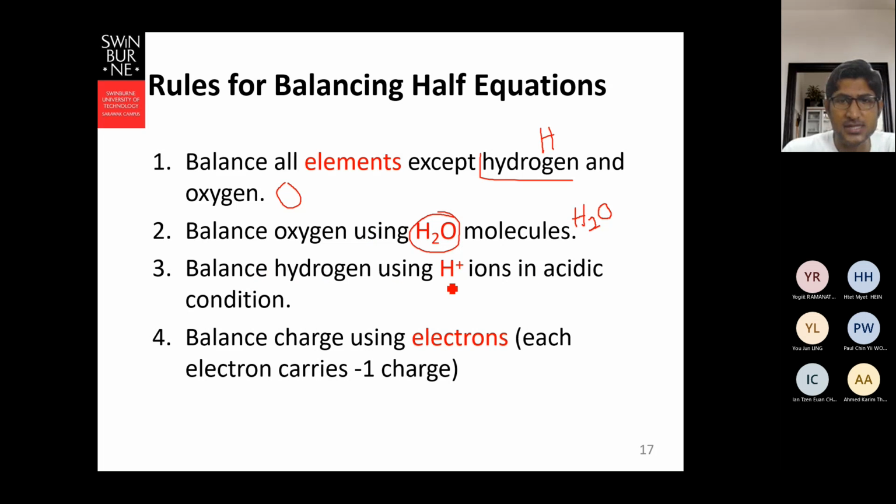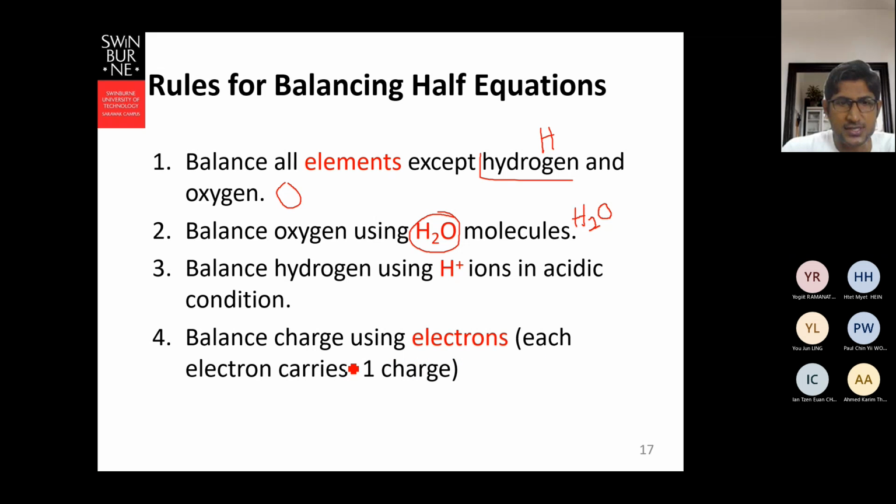And then balance the hydrogen using hydrogen ion in acidic condition. When it is an acidic condition, we can just borrow the hydrogen ion or proton. We know that an acidic condition means there is a lot of hydrogen ion, so we don't have to worry where this hydrogen is coming from, because a lot of hydrogen ion is already available there. So we can just balance the hydrogen using hydrogen ion based on this acidic condition.